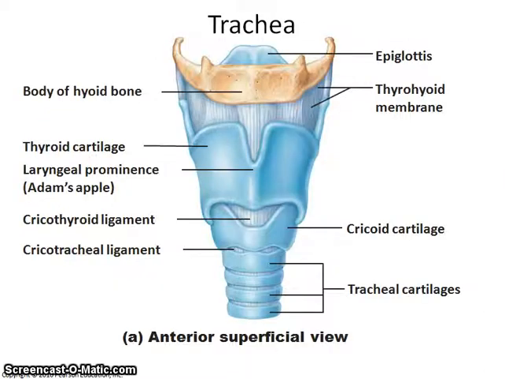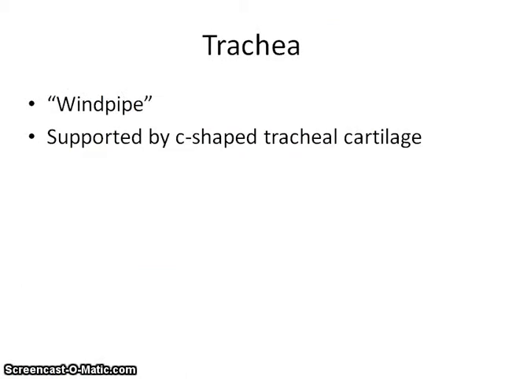The trachea is just a passageway. There's not much happening there. It's just a way for the air to get from one spot to another. But it's opened up with cartilage, and you can actually feel that if you feel along the front part of your throat. It's also known as the windpipe, and it's supported by those C-shaped tracheal cartilage pieces.